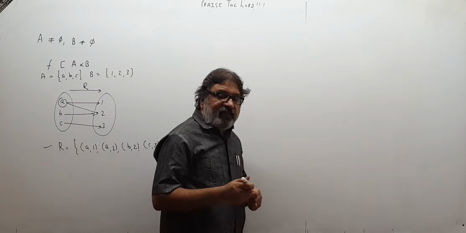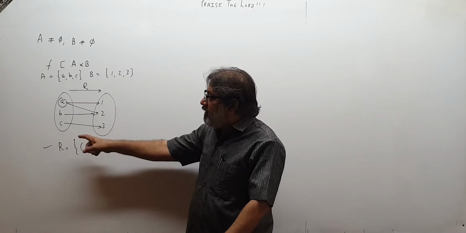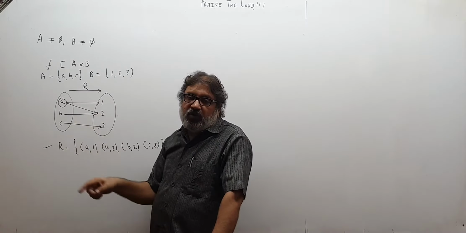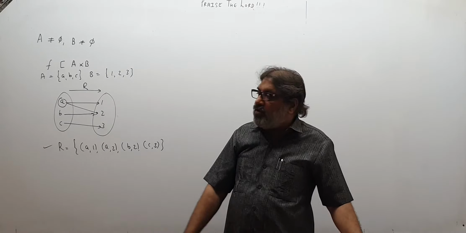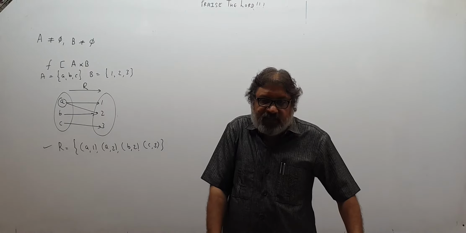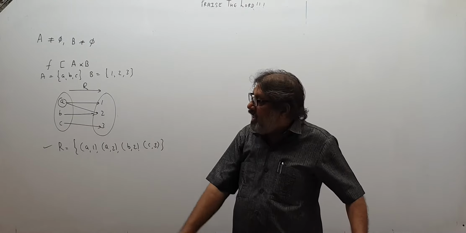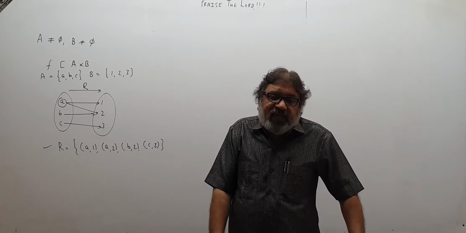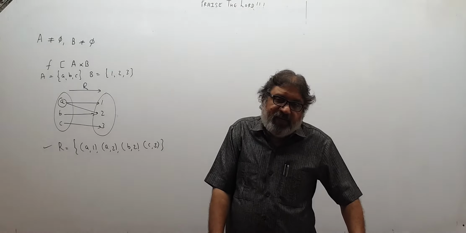So one of the criteria for a relation to be a function is that whatever elements are there in the left side set, no element should correspond to more than one element. Every element on the left side should correspond only to one element on the right side. No element should correspond to more than one element like A is doing in this case. So every element on the left side will correspond only to one element on the right side.